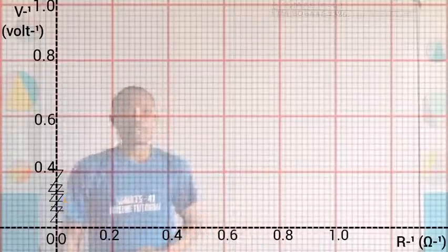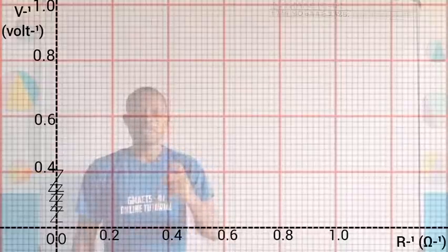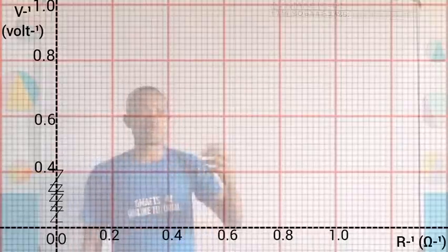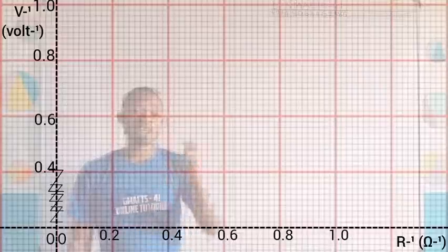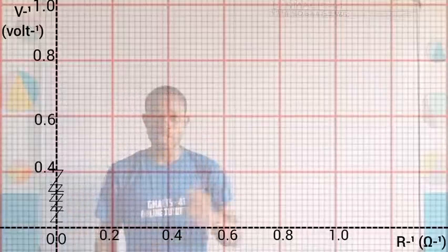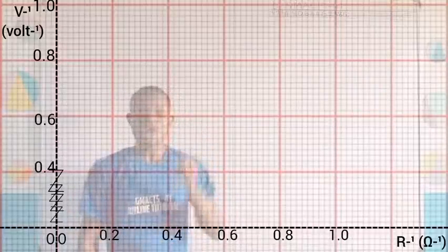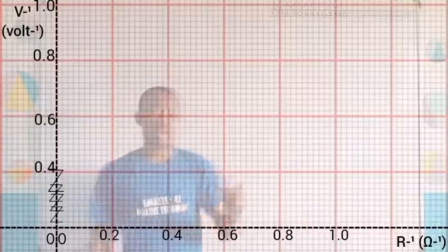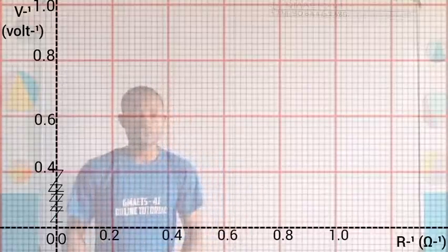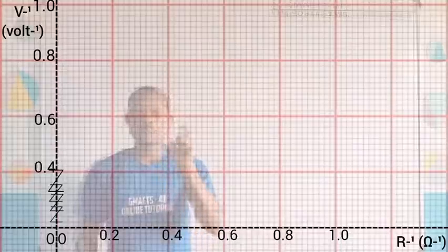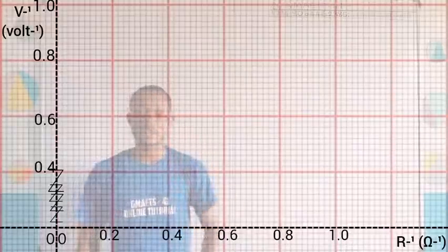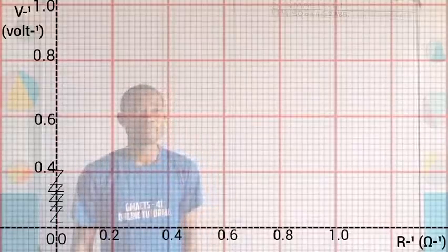Let us move on and see the points, okay? The values of 1 over V corresponding to 1 over R will now be traced and displayed on the screen on the graph. Please watch as these points are being traced. For each value of 1 over V, you have a corresponding value of 1 over R.